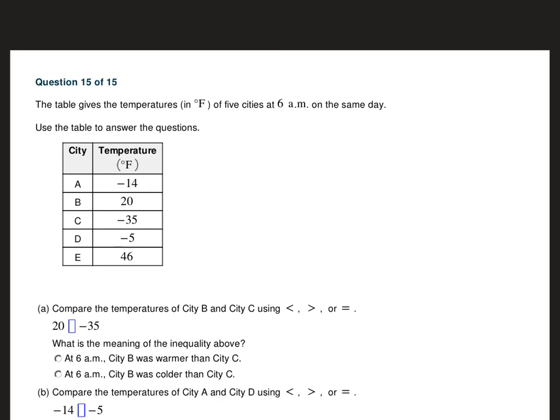Question 15 is going to be very similar to question 14. It says the table gives the temperatures in degrees Fahrenheit of 5 cities at 6 a.m. on the same day. Use the table to answer the questions. First one, A, compare the temperatures of city B and city C. City B is 20 degrees and city C is negative 35. Obviously, I would rather it be 20 degrees than negative 35 degrees, even though both are very, very cold. So this says at 6 a.m. city B was warmer than city C.